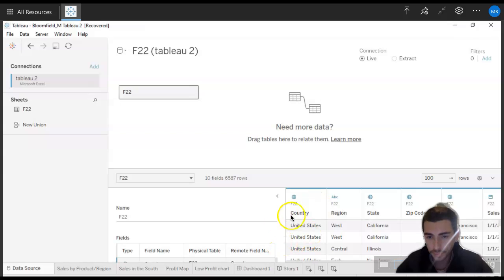Our data source is here in the first sheet. As you can see, I'm including the country, which is United States, region: west, central, east, north, and south, the state, zip code, city, and sales.